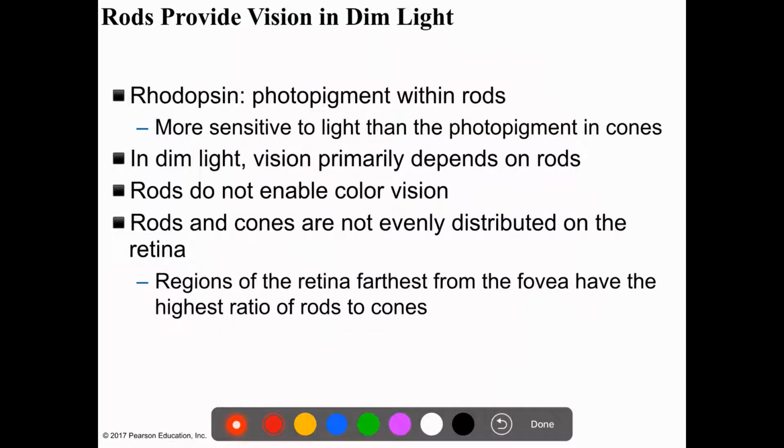Actually, I forgot to mention the name of the pigment, which is called rhodopsin. These are the photopigments within the rods, and they are more sensitive to light than the photopigments in the cones.